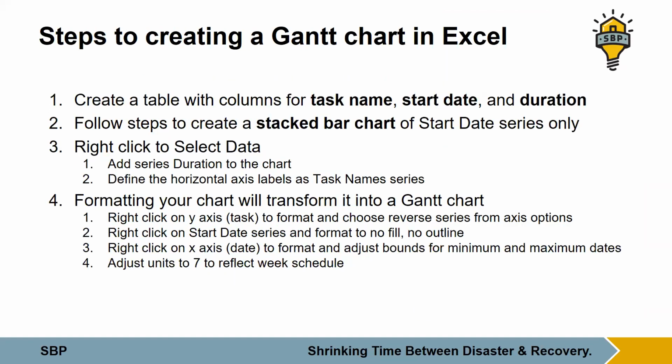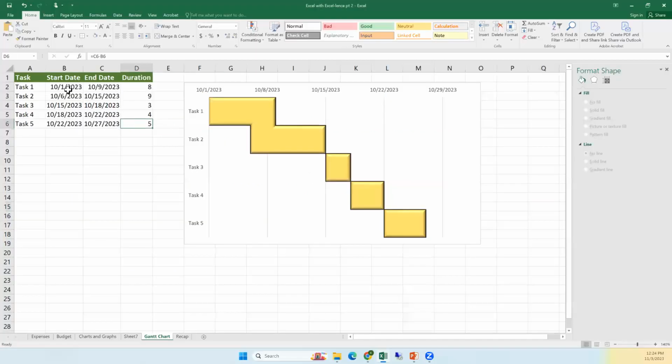So these are the steps for creating a Gantt chart. You create a table with the columns for task name, start date, and duration. Those are the only columns you need. I also have end date on mine, but that was just to calculate the duration. And then I'm going to follow the steps I went over before to create a stacked bar chart of start date only. Then I'm going to right click on the chart and select data, and I'm going to add duration. I'm going to go over all of this. And then I'm going to format my chart to transform it into a Gantt chart. So I'm going to go back to this. So I'm going to highlight just start date.